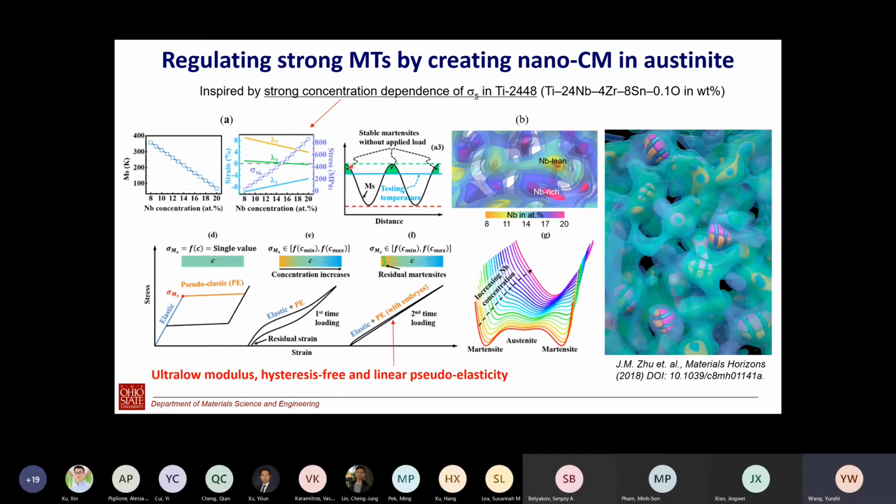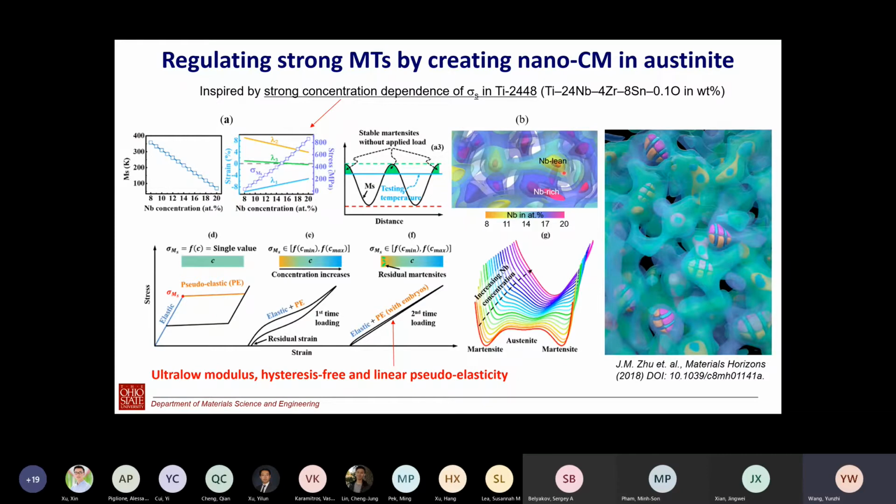In certain local areas, you're going to have martensite, which is metastable or stable at the testing temperature. Then when you move away from those regions, the material is going to be harder to transform into martensite. If you look at the microstructure, we can develop it by spinodal decomposition. Then you're going to have niobium-lean and niobium-rich regions, and that gives you different transformation temperatures.